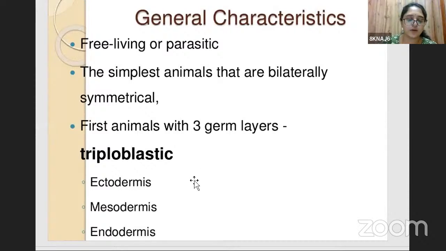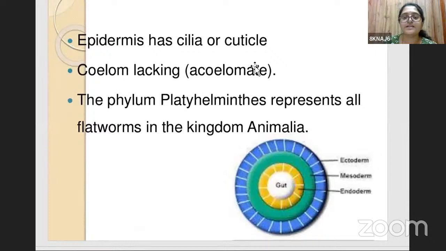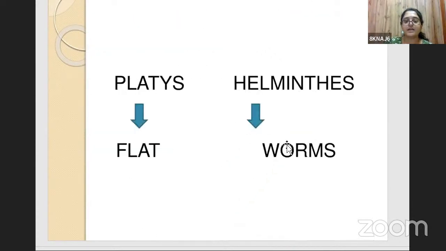So you have an ectoderm, mesoderm, and endoderm. The epidermis again has cilia or a cuticle surrounding it. And now, because of the absence of a coelom or cavity as such, it is known as acoelomate. The phylum Platyhelminthes represents all the flatworms in the kingdom Animalia. Platys means flat. Helminthes means worms.